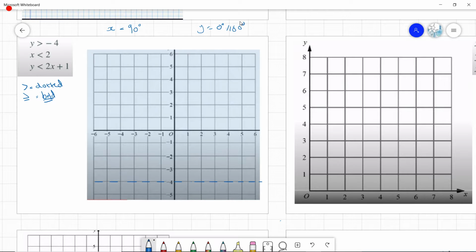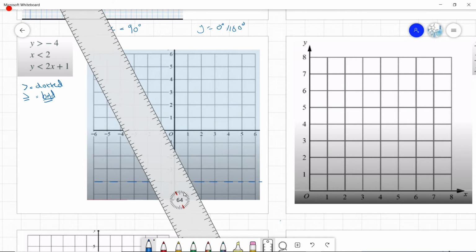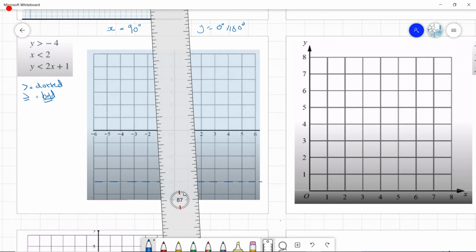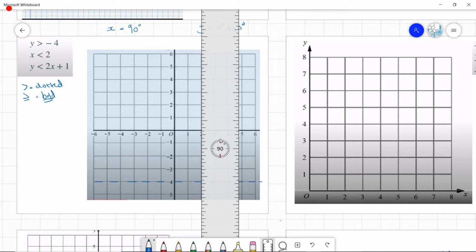Next one is x is less than 2. So when we have x equals, our ruler would be at 90 degrees. So I grab my ruler, I put it at 90. We're looking at 2, so we go to 2 on the x-axis, and I'm going to change my color and jot it down. I'm using red here just for you so you can see it clearly.